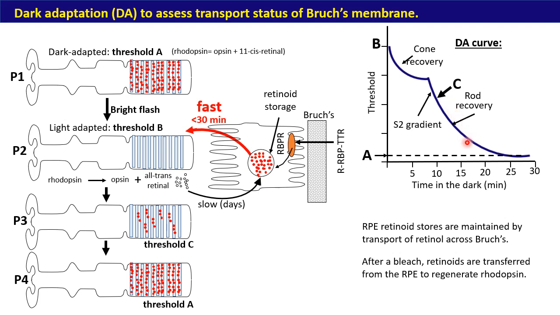The fast delivery of 11-cis retinal means that the photoreceptor is fully dark adapted within 30 minutes of the bright light flash, P4. S2 on the dark adaptation curve represents the initial rate of rod recovery.